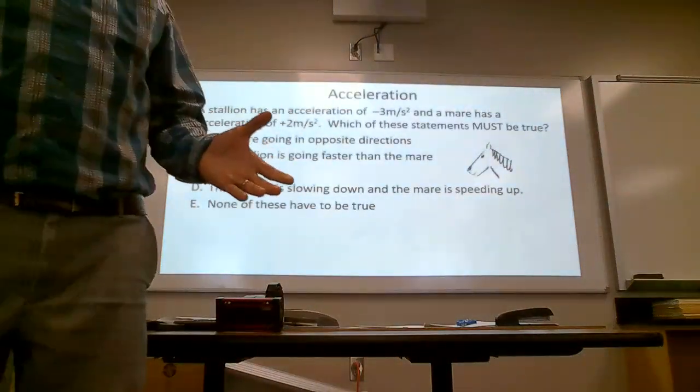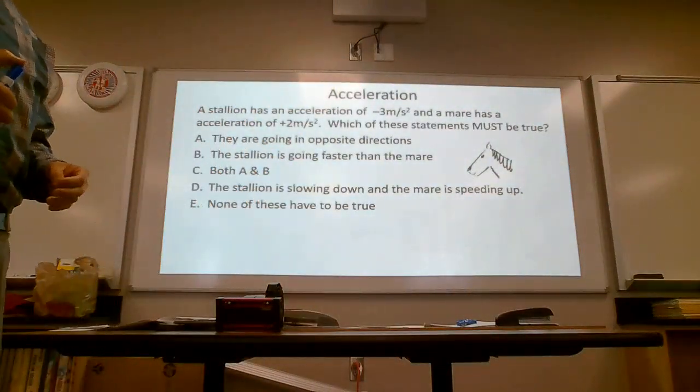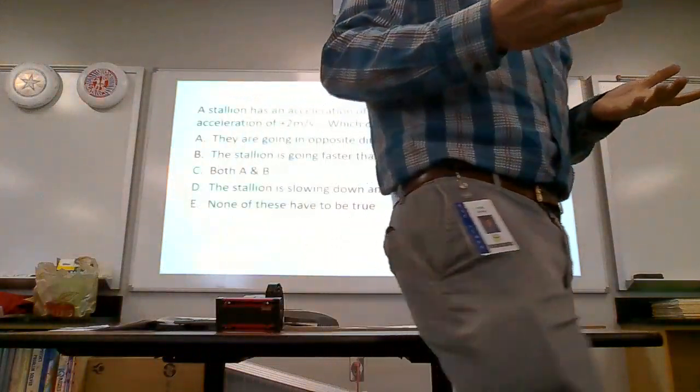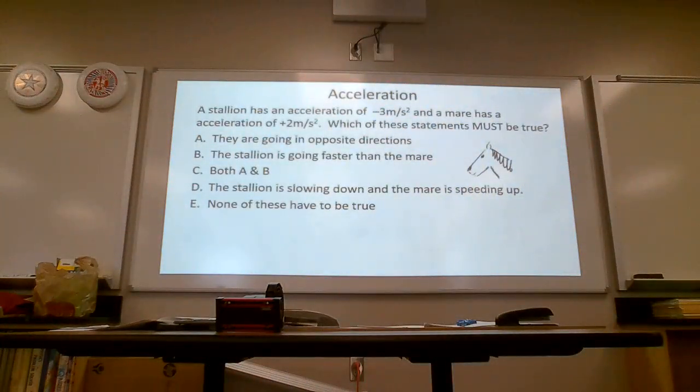Speeding up. Okay. So if the stallion is going in the positive direction and has a negative acceleration, how would you describe his motion? Slowing down. If he continued to have that same negative acceleration, what eventually is going to happen? Stop and then turn around and speed up in that direction.